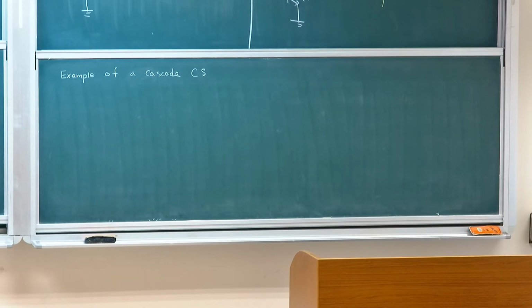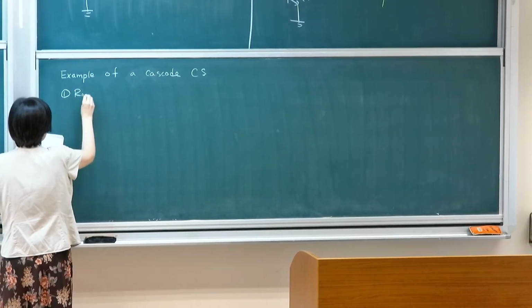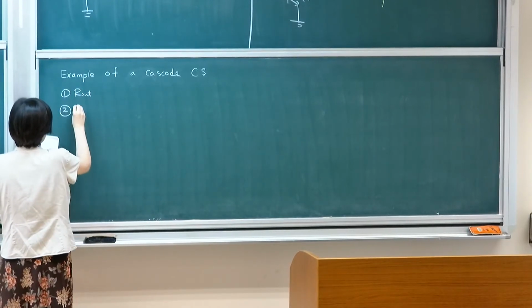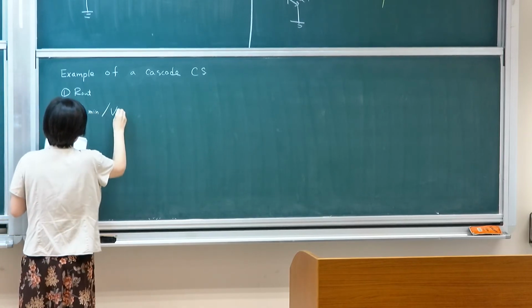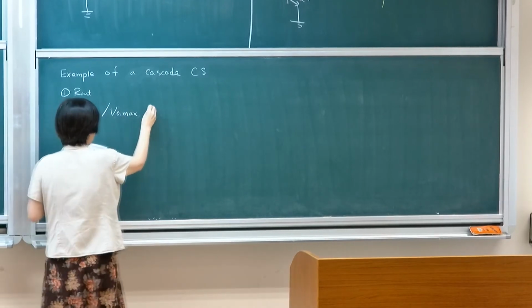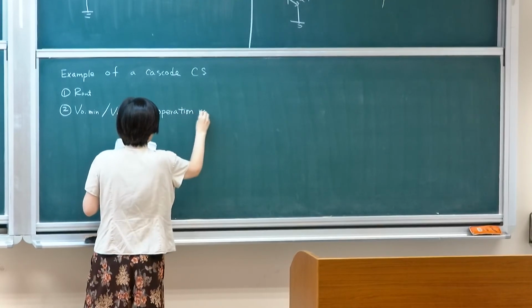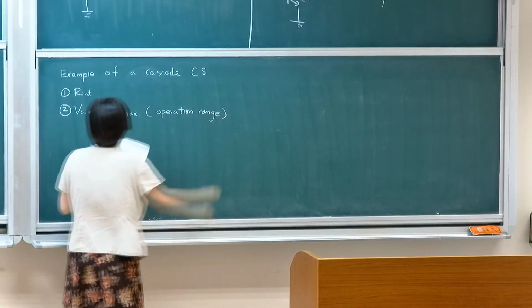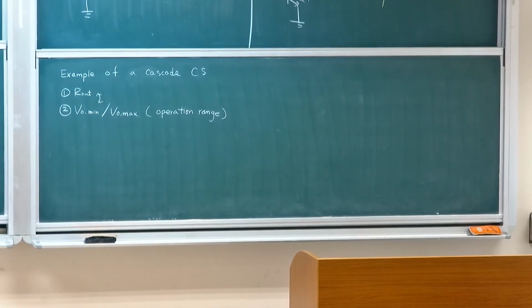So this is the same. The example of cascode: the concern is R1 is Rout. The other is its VO minimum or maximum, so it's basically its operation range. These are typically trade-offs, because when you're doing a cascode structure, you probably limit your operation range while getting a high output resistance.